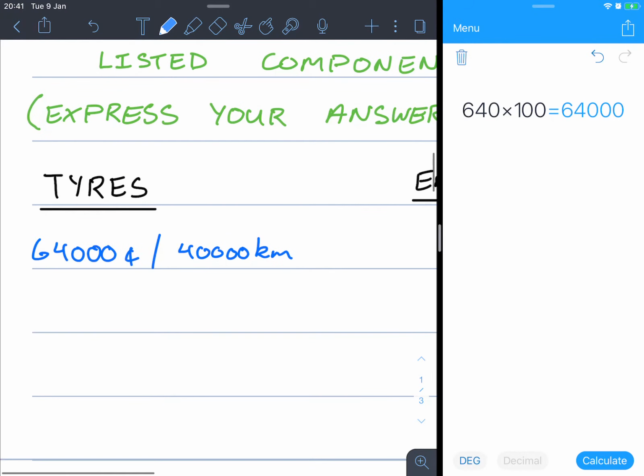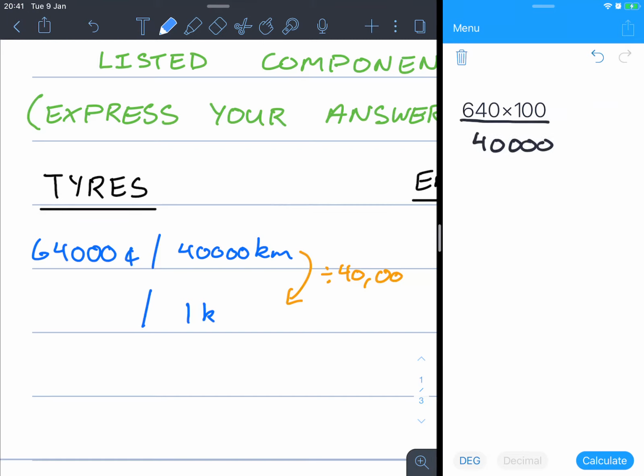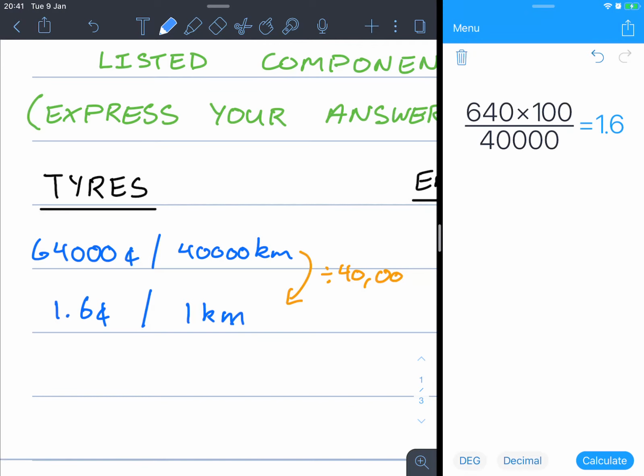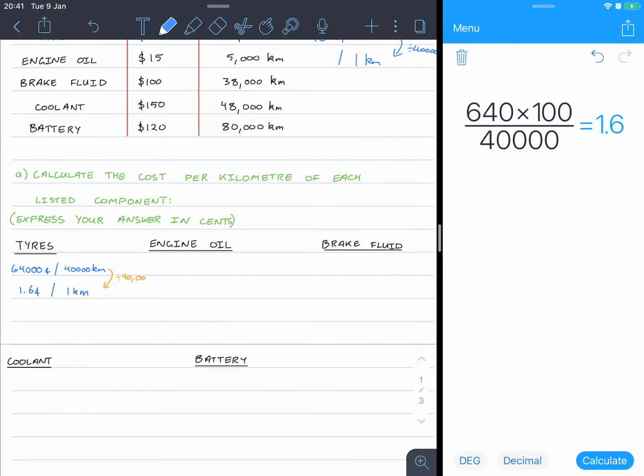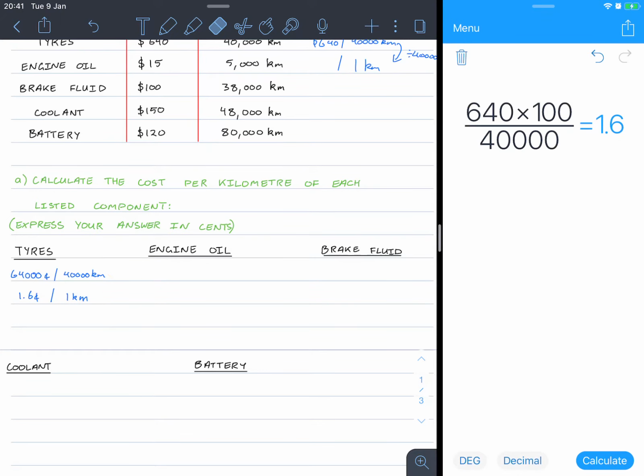What we want to do is find per 1 kilometer. And it's very obvious at this point that what we do is we divide by 40,000 kilometers. And we do the exact same to this side. So we're going to be dividing this amount that we found, 64,000 divided by 40,000, which gives us 1.6 cents per kilometer.